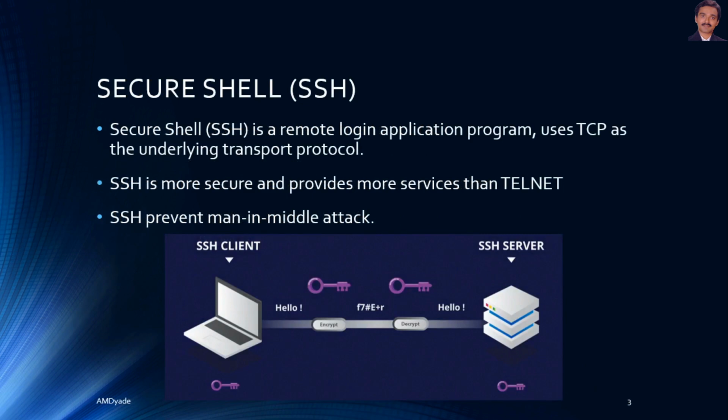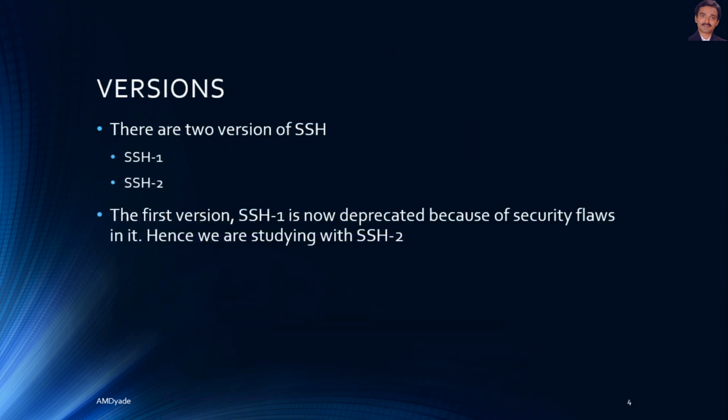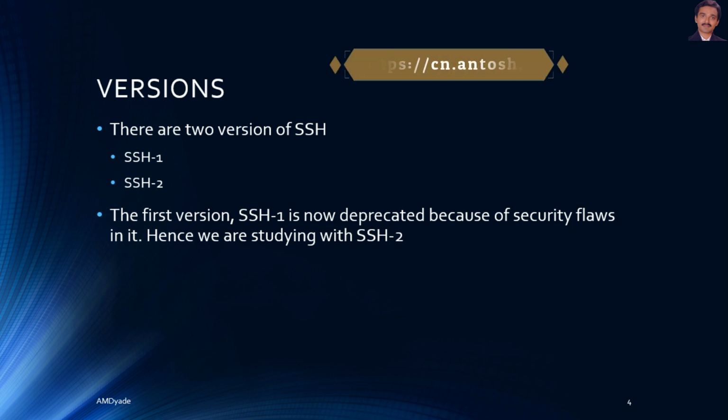Secure Shell is a remote login application program that uses TCP as the underlying transport layer protocol. SSH is more secure and provides more services than TELNET. SSH prevents man-in-the-middle attacks. There are two versions of SSH, SSH1 and SSH2. The first version, SSH1, is now deprecated because of security flaws in it. Hence, we are studying SSH2.